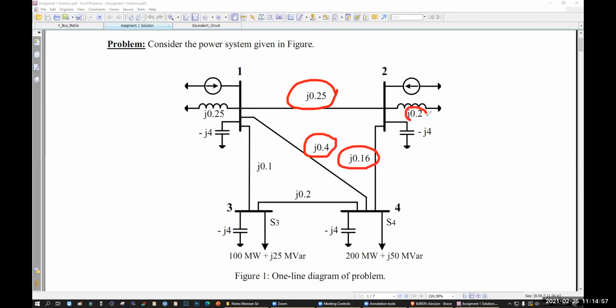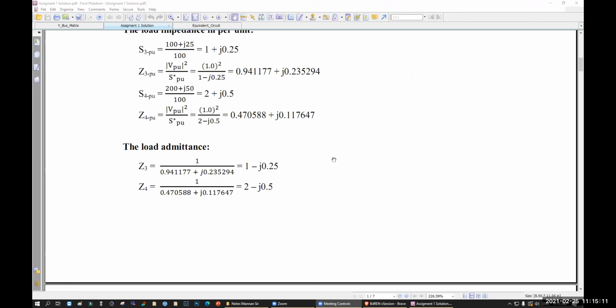These are all what? Impedance, not admittance. What do you have to do? Not this one. What do you have to do? You have to convert them to admittance first. So let's draw the admittance diagram first.